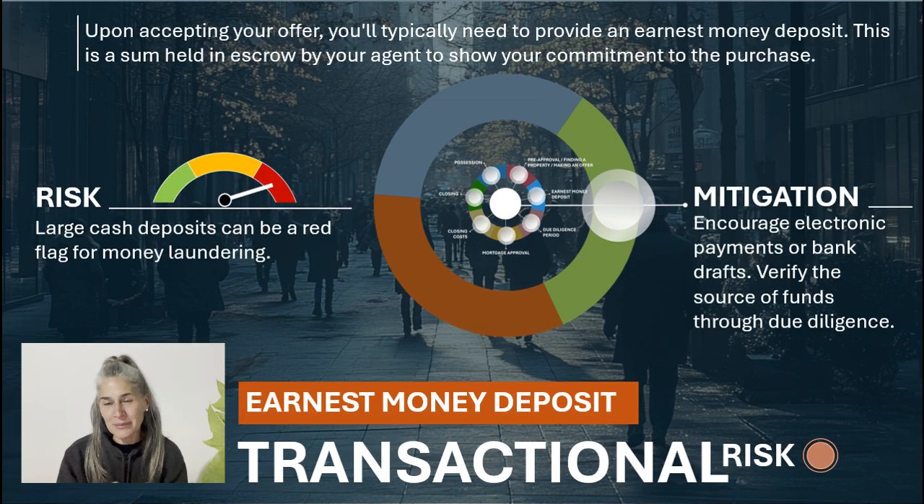Now, the risk immediately increases at the point of the earnest money deposit. Upon accepting your offer, you'll typically need to provide an earnest money deposit. This is a sum held in escrow by your agent to show your commitment to the purchase. Why would the risk be higher at this point? Because of potential large cash deposits that can be a red flag for money laundering. How to mitigate this high risk? Encouraging electronic payments or bank drafts. Verify the source of funds through due diligence.